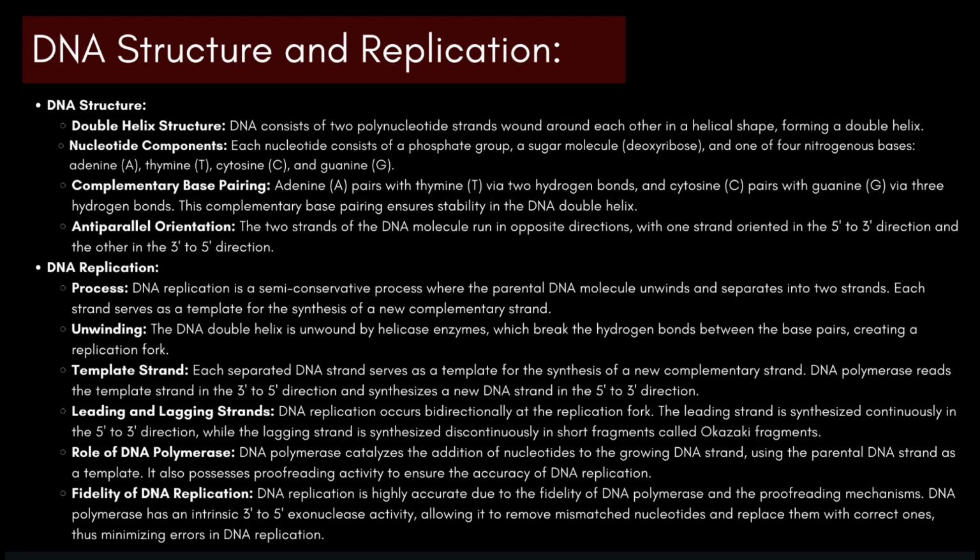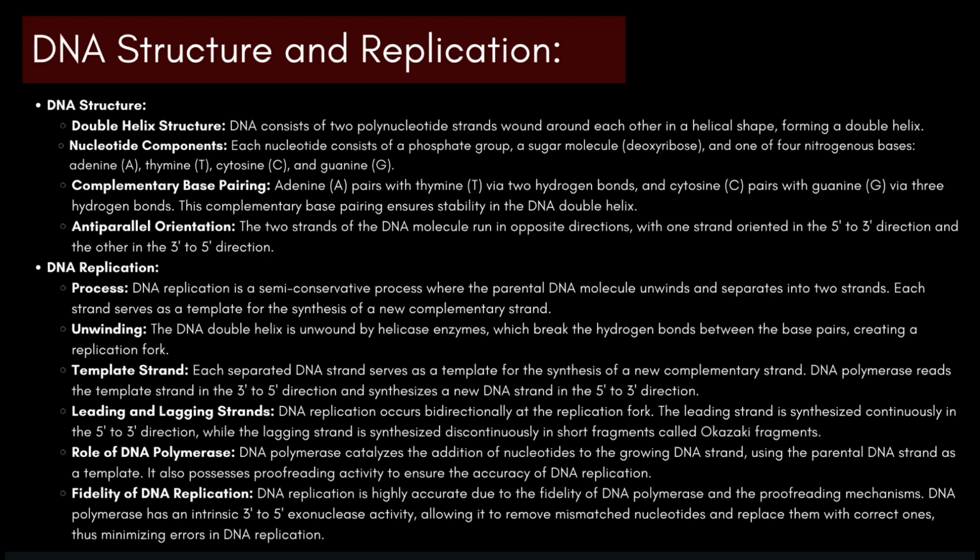Now let's go ahead and start talking about the DNA replication process. DNA replication is a semi-conservative process where the parental DNA molecule unwinds and separates into 2 strands. Each strand serves as a template for the synthesis of a new complementary strand. Unwinding: the DNA double helix is unwound by helicase enzymes, which break the hydrogen bonds between the base pairs, creating a replication fork.